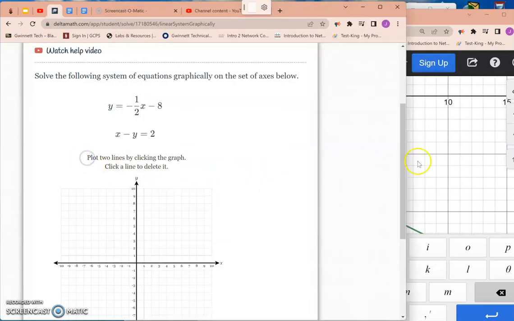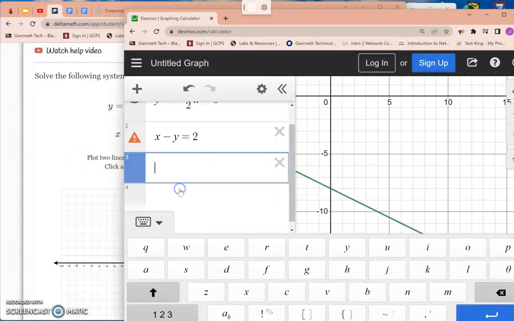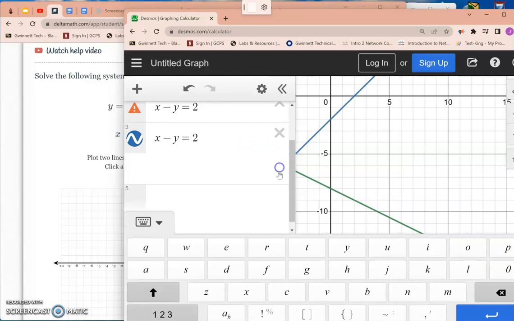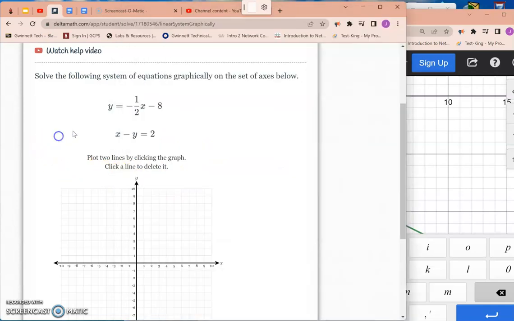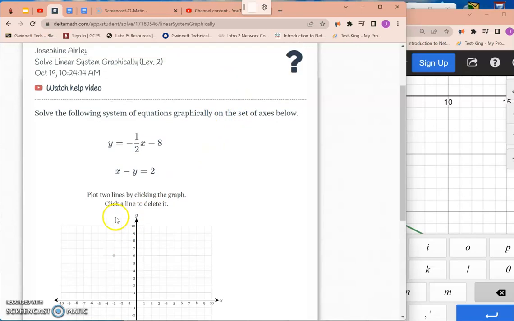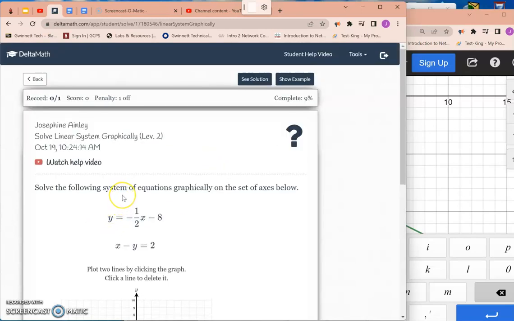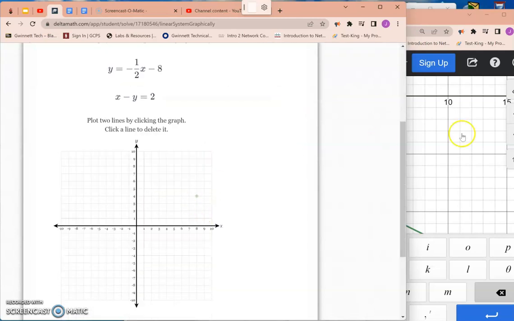All right, why does that have that? I don't know why. I'm just going to paste it again. All right, so that's my equation. Solve the system of equations graphically, or actually I put in the wrong one here. Oh no, this is fine. Yeah, this is right. Okay, cool.